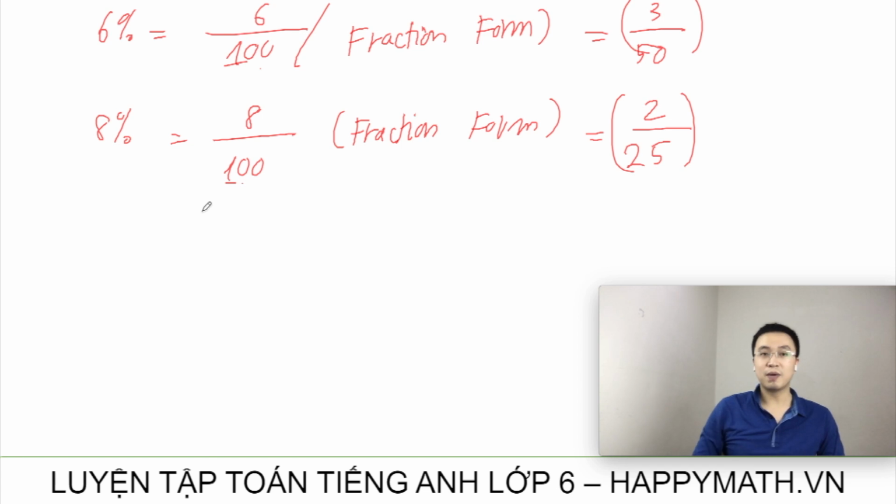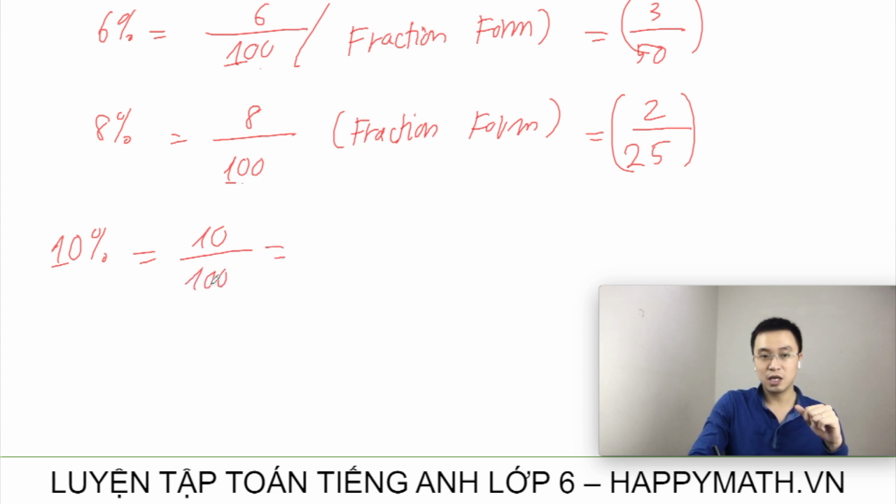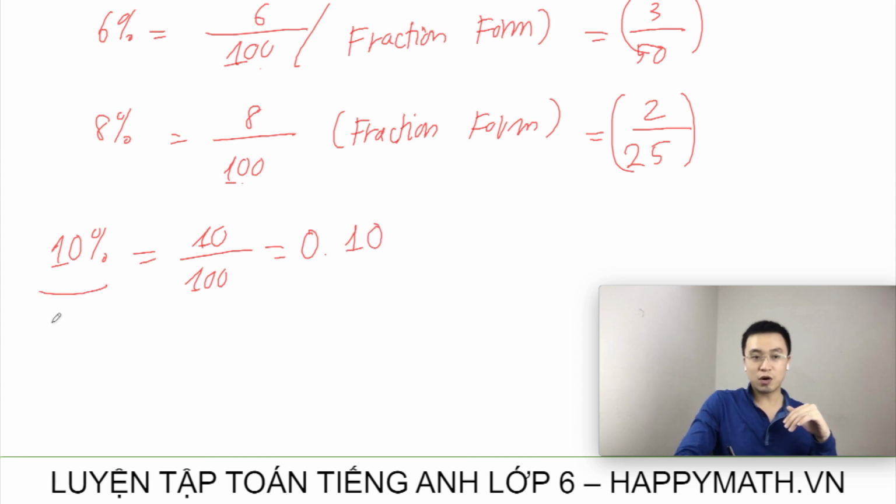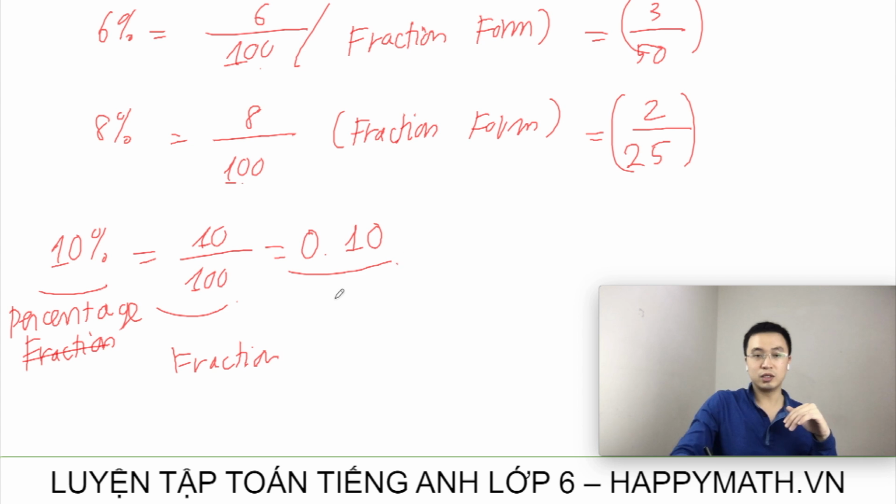Okay, how about if I want to change from the percentage to the decimal? To change percentage to decimal, you can do it like this: 10 divided by 100. And of course, I think you know about the rule of dividing by 100. 10 divided by 100 means 0.10. So this form, you got a percentage. This form, we got the fraction. And the last one you got is decimal form.